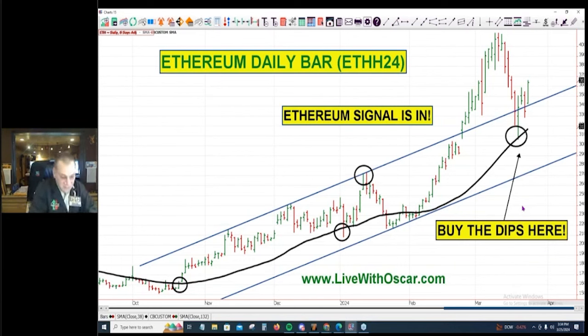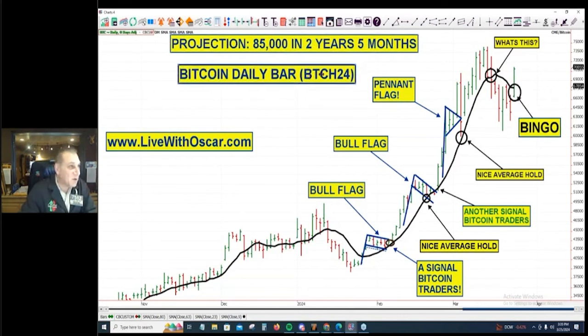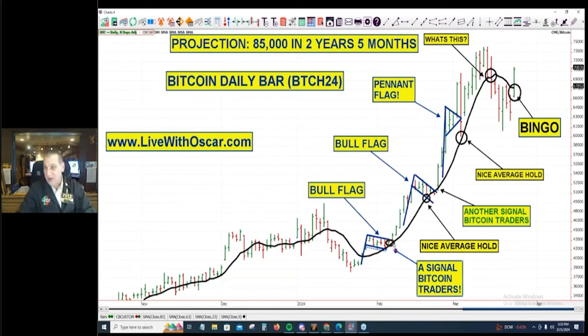Now, if Ethereum is showing it wants to move higher, guess which other one is going to move higher. Bitcoin, and bingo, the signal is in, kids. That happened today. We have a Bitcoin signal today. I mentioned in the video just 3 days ago, we were also waiting for the Bitcoin signal to come in. Well, we have it. So what normally happens on Bitcoin is, as you can see, this is a wonderful average Wall Street is using. Wall Street is very involved in Bitcoin now, and I know they're using this average, so pay attention to it.